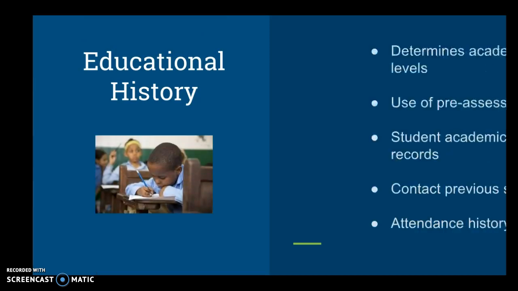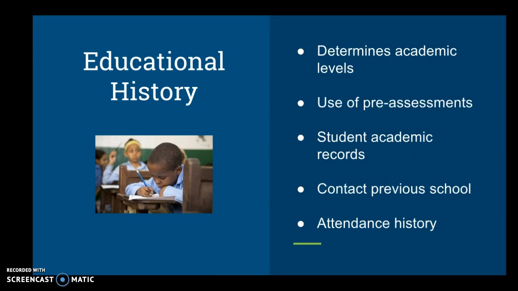The area of educational history of a student helps the teacher determine the academic levels through the use of pre-assessments. The teacher can contact the student's previous school to see past attendance records and academic records.